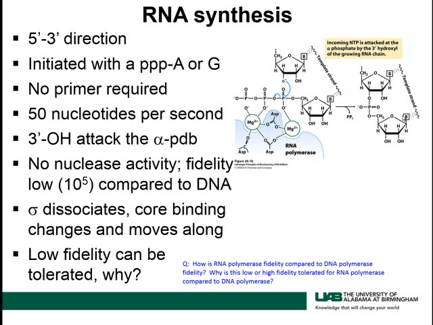Okay, the fidelity for transcription, for RNA polymerase, is very, very low compared to DNA, and there's something that you need to think about: why it can be tolerated. Why is it that low fidelity in transcription can be tolerated compared to DNA replication? The sigma subunit dissociates, and then the core binding changes, and it begins to move through the rest of the gene.